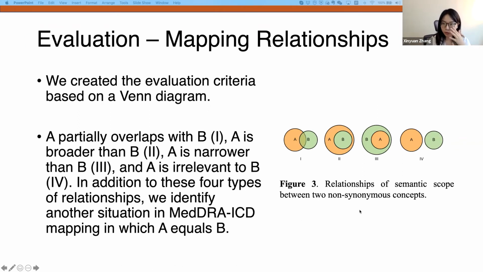For the purpose of the evaluation, we developed the mapping categories based on this Venn diagram. A and B represent different groups of concepts. According to this graph, there are four relationships. First, A and B have partial overlap. Second, A is broader than B. The third situation is that A is narrower than B. And the fourth just represents that A and B are totally irrelevant.